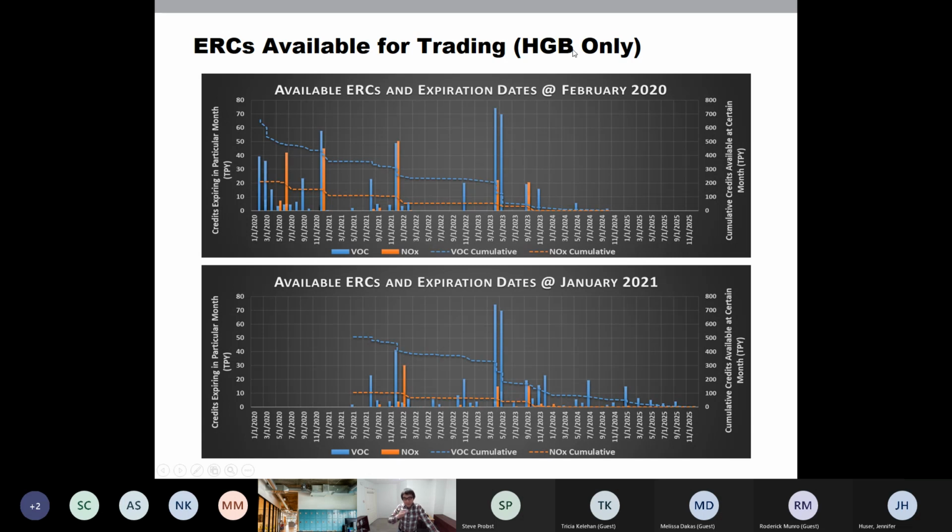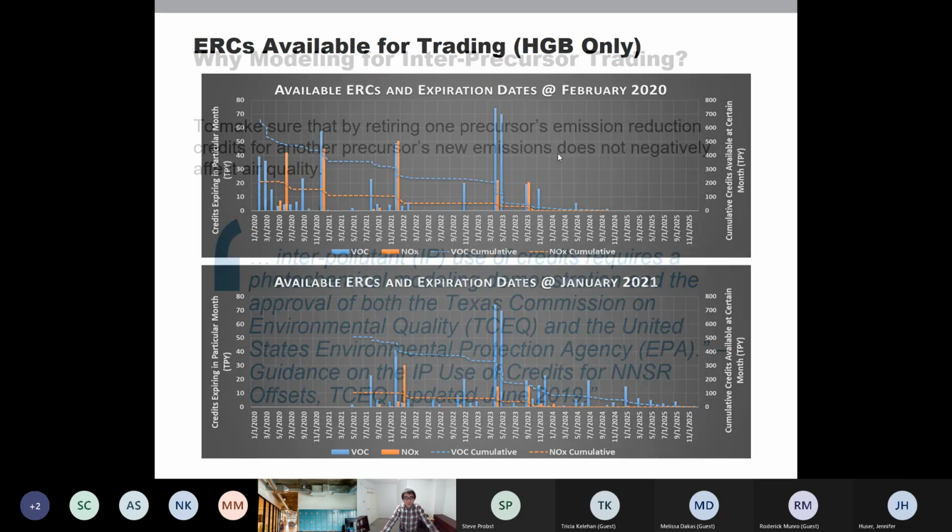But this is all the Houston-Galveston-Brazoria area, and I've looked at the trades. Last year, the only trading in Texas happening was in the Houston HGB area. There is nothing happening in DFW. I have not looked at other areas of the country, but a similar idea could apply.